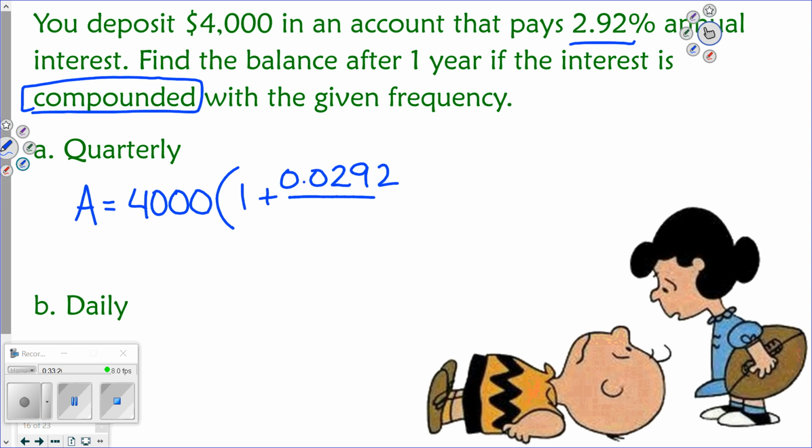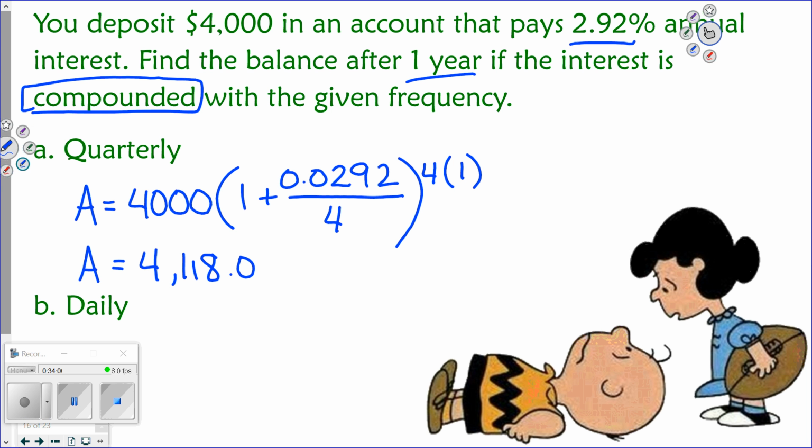0.0292. Now, if it's quarterly, what's the end value? It is 4. And then 4 times, it wants just 1 year, so 1. So how much do I have after a year? It's compounded quarterly. Not the interest, I want how much money. $4,118 and 9 cents.